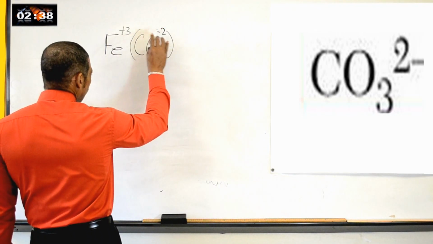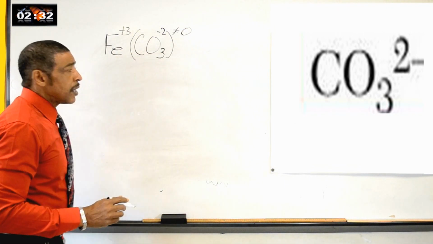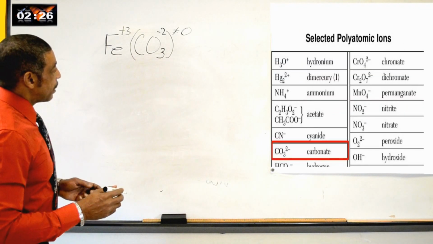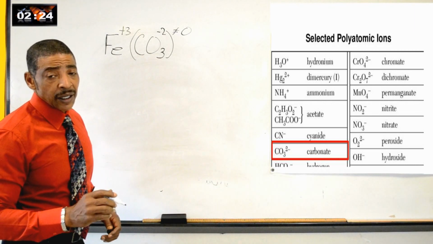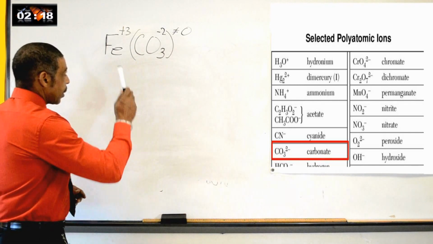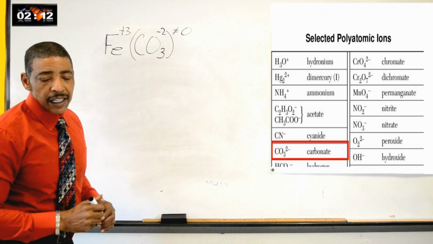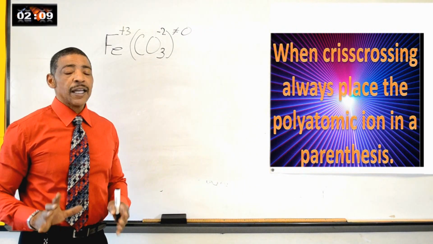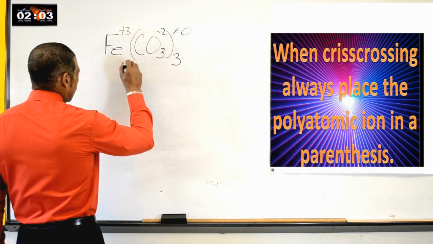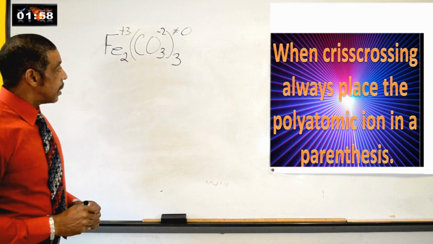Clearly, +3 does not cancel -2, so it doesn't equal 0. I had initially started to write parentheses here for the simple fact that I knew the oxidation states wouldn't cancel out, and I'm going to have to crisscross. But since carbonate is found on table E, or a table of polyatomic ions, okay, if we crisscross with a number greater than 1, in other words, we're going to bring a 3 down, greater than 1, then the polyatomic ion must be placed in a parenthesis. Okay, very important to remember that. So now let's complete the crisscross. 3 and 2. And that's the formula for iron 3 carbonate.